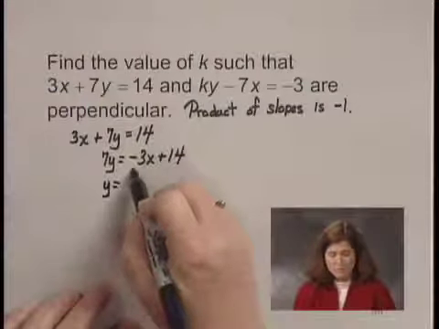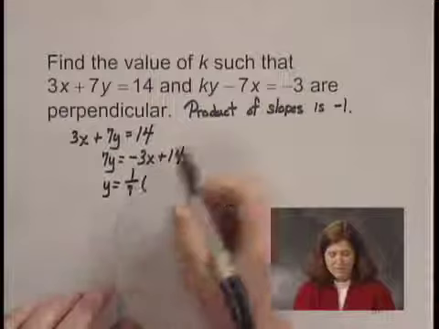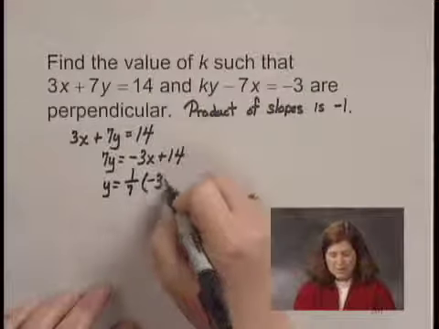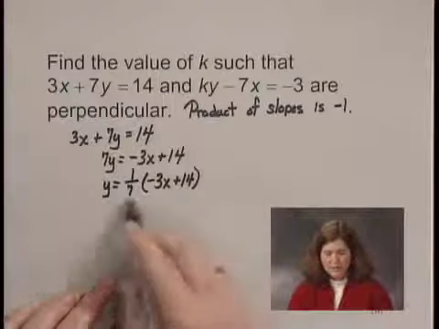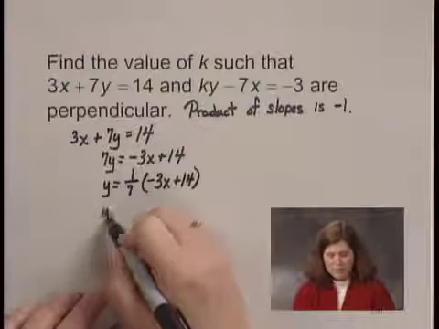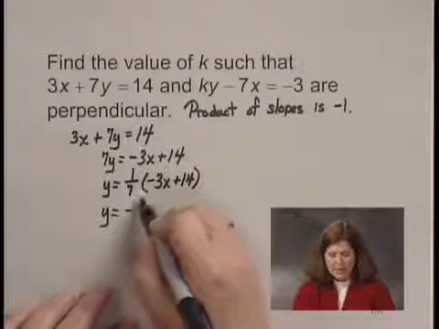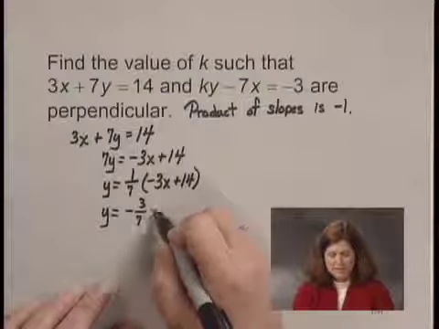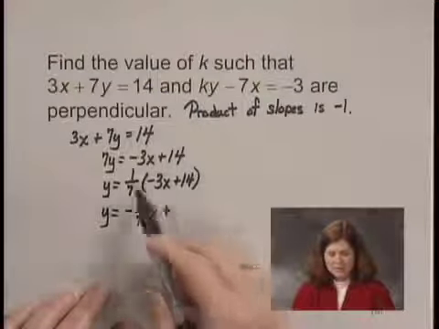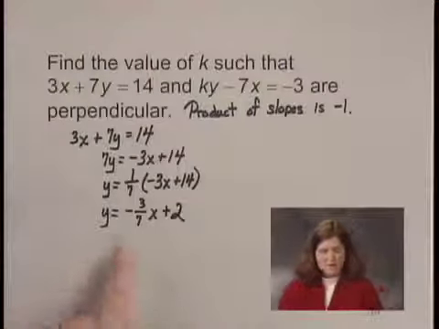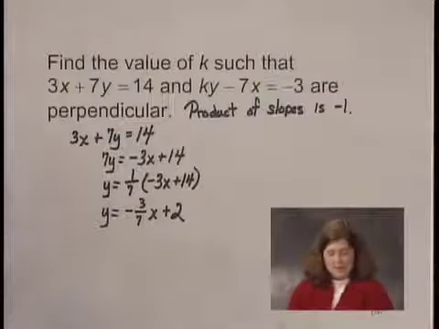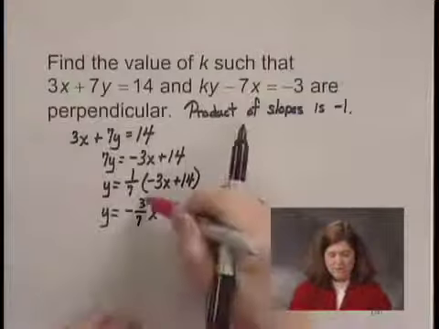y equals 1/7 times negative 3x plus 14. And multiplying through by 1/7, we have y equals negative 3/7 x plus 1/7 times 14, which is 2. So the slope of this line is negative 3/7.